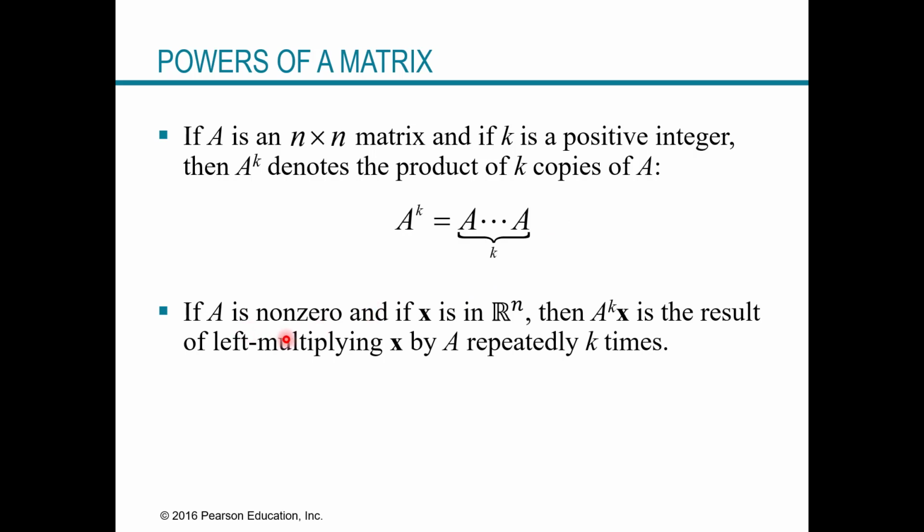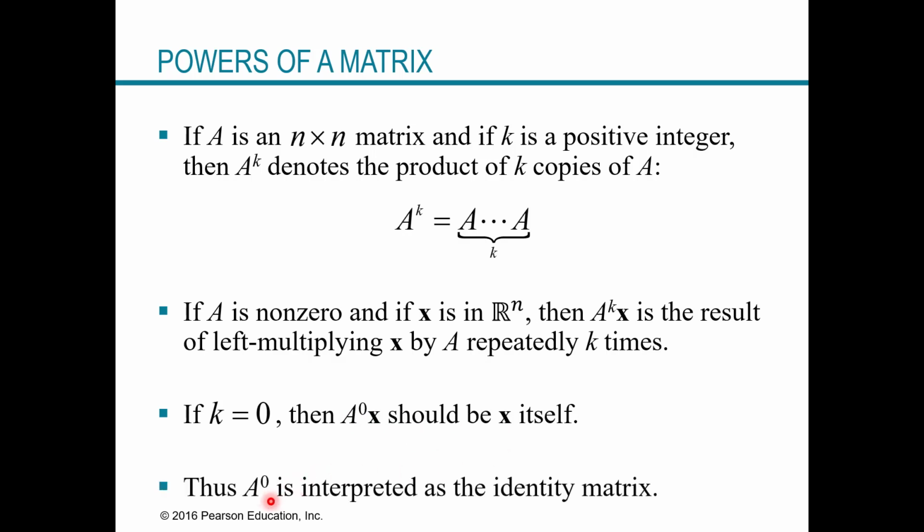So if A is a non-zero matrix and X is some vector in Rn, then if we said A to the K times X, so we have some powers of A times that vector X, it's the result of left multiplying X by A repeatedly, however many times K happens to be. And then if K happens to be 0, well, think about that. It's the power of 0. You can think of this as like 1, the identity. And so A to the 0 times X just leaves you with X. And so you can think of A to the 0 as the identity matrix I.